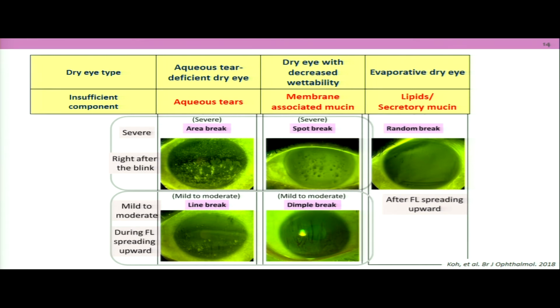And again, area break is associated with severe type of aqueous tear deficient dry eye, and line break is associated with mild or moderate aqueous tear deficient dry eye. And spot break is associated with severe type of dry eye with decreased wettability. Very characteristic. And dimple break is associated with mild to moderate dry eye with decreased wettability. And random break we can observe even in normal eyes. This is associated with evaporative dry eye, such as dry eye with MGD.